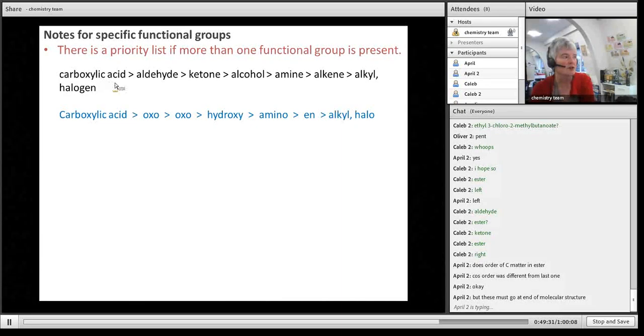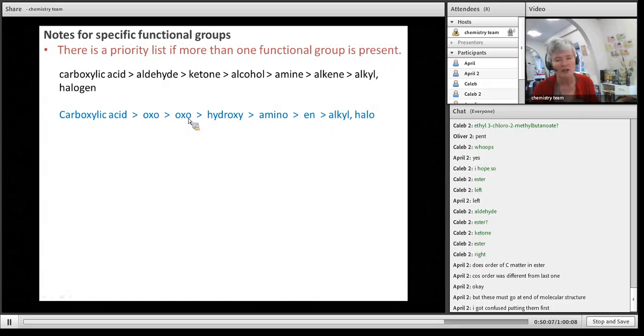Now what happens if you've got a carboxylic acid and an alcohol in the same molecule? That's when you use this. If I've got a carboxylic acid with an alcohol, I don't go ol, I go hydroxy, because it now is a side chain. Aldehydes and ketones have the same name, oxo. You know by the numbering whether it's an aldehyde or a ketone, but otherwise you'd call it oxo.